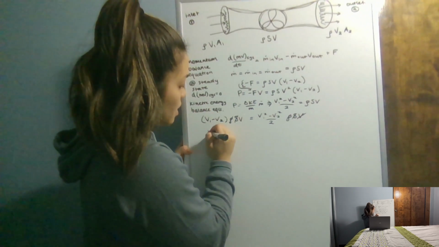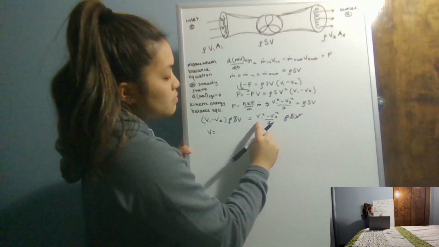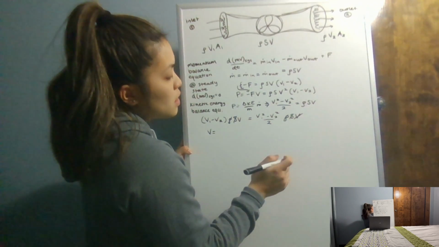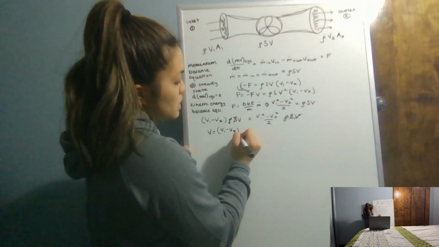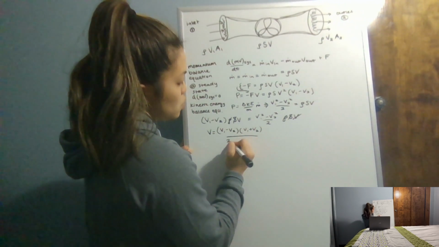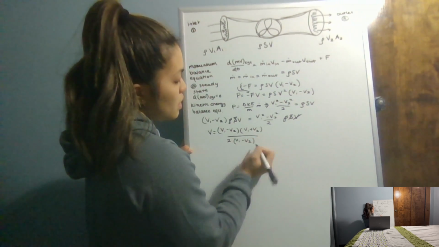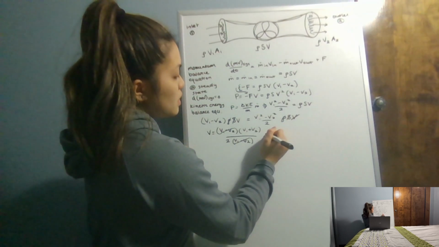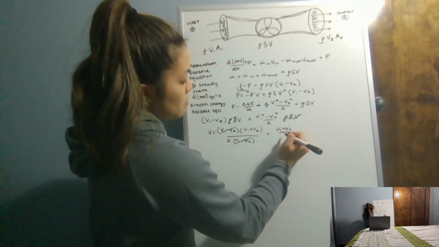And so if we isolate the velocity, we can distribute out this velocity 1 squared minus velocity 2 squared. So that's going to be velocity 1 minus velocity 2 times velocity 1 plus velocity 2, divided by 2 times velocity 1 minus velocity 2. And so these two quantities will actually cancel out, leaving us with velocity 1 plus velocity 2 divided by 2.